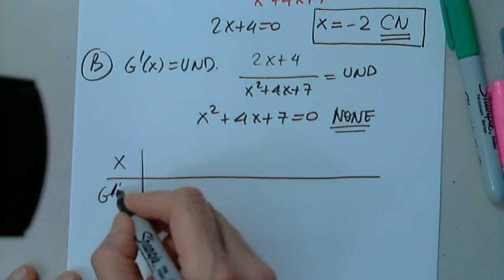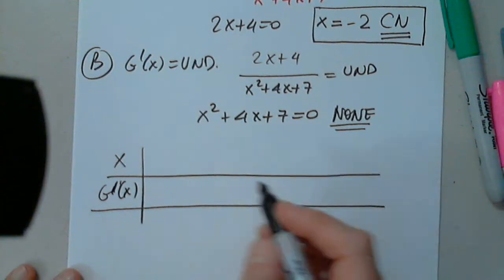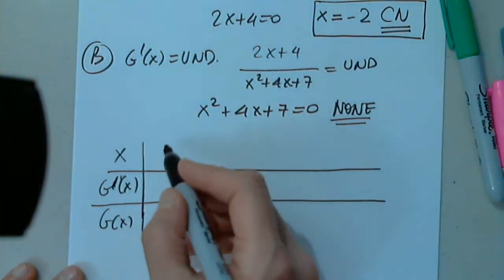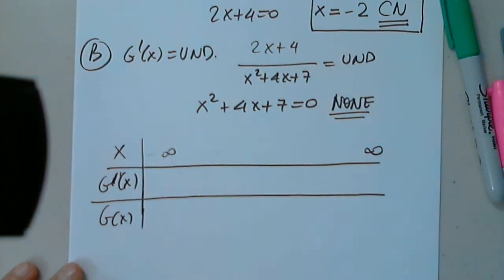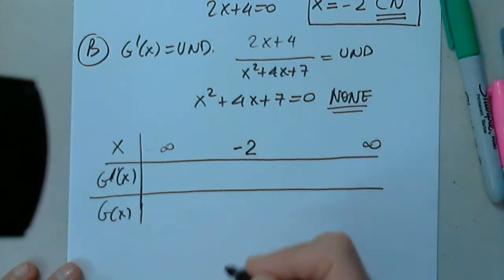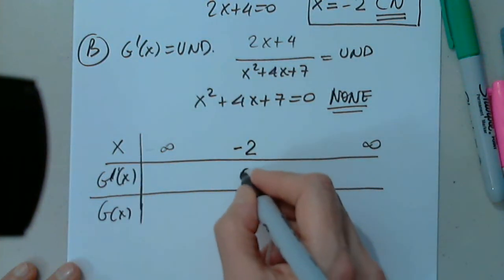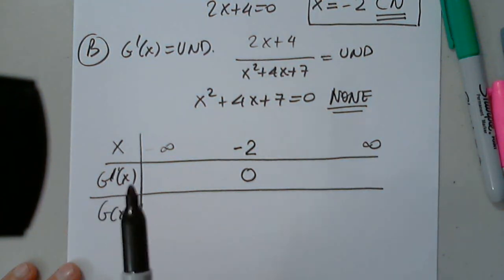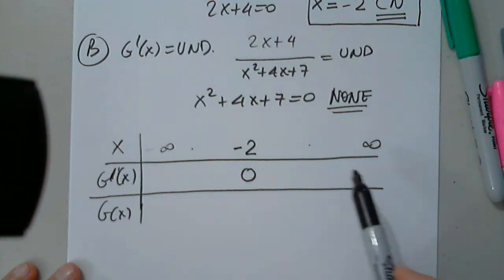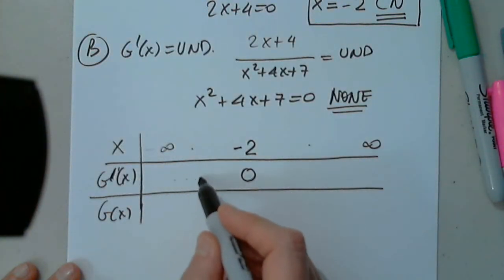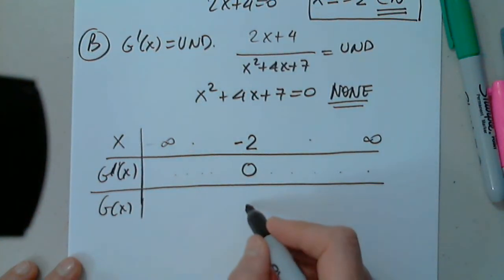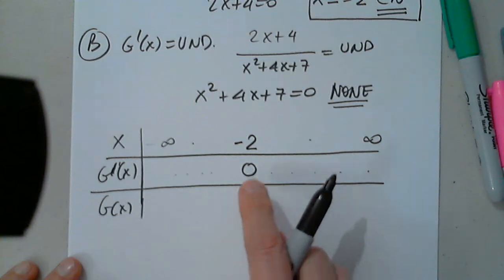G prime, g of x. Since this is never 0, it's always positive. The function has all real numbers as domain. The only number that I'm interested in is this. The derivative is 0. All I need to do now for the derivative, plug in a number to the left of -2, plug in a number to the right of -2, and find the sign. Eventually, I will plug in the function -2 and find the y value for -2.